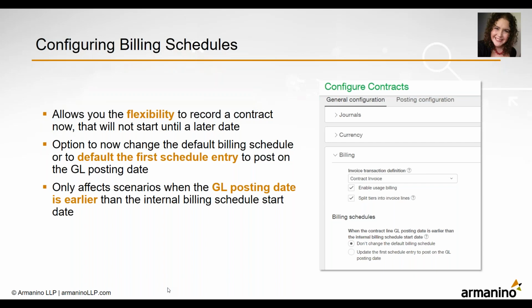However, if you select the second option, update the first schedule entry to post on the GL posting date, then you will be able to advance that to the next date when you want to actually recognize that revenue. So there's a little bit more flexibility if you have a GL posting date and a contract date that are going to be different. It will allow you to recognize the revenue for that first contract line on either date now.